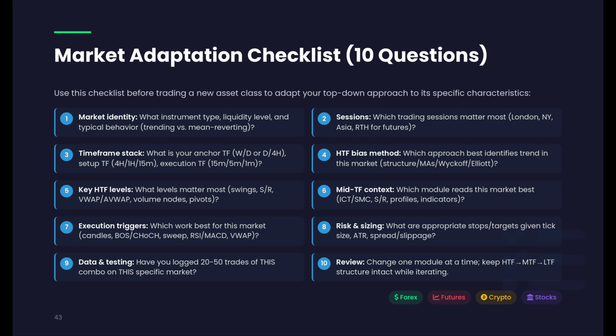Question 8. How will I size positions and place stops? Are you using structure-based stops, ATR-based stops and targets, a fixed risk-to-reward ratio like 1:2 or 1:3, a scaling in or out strategy, or a fixed percentage risk per trade, such as 0.5% to 2%? Your risk management must be concrete and consistent. Question 9. Do I have enough backtest data for this market? You need a sufficient sample size, ideally 50 to 100 trades, before you can trust your system's edge. If you don't have the data yet, start gathering it now.